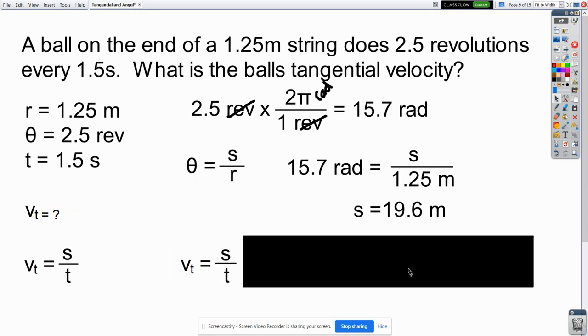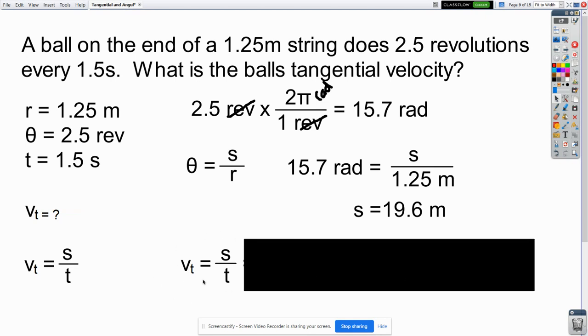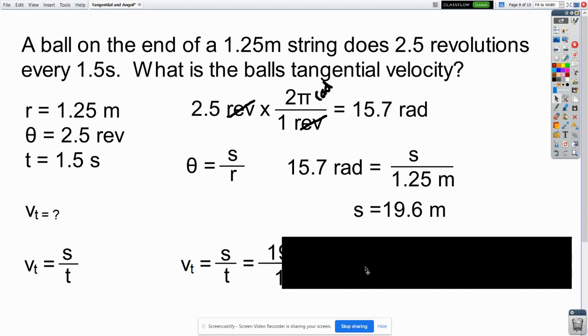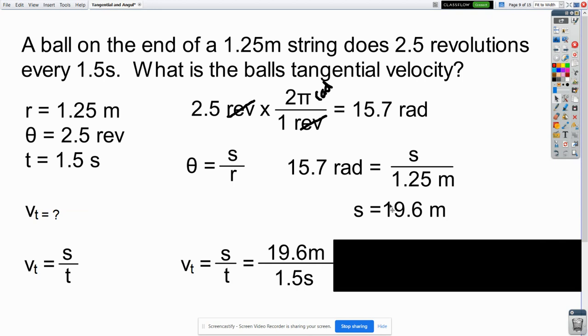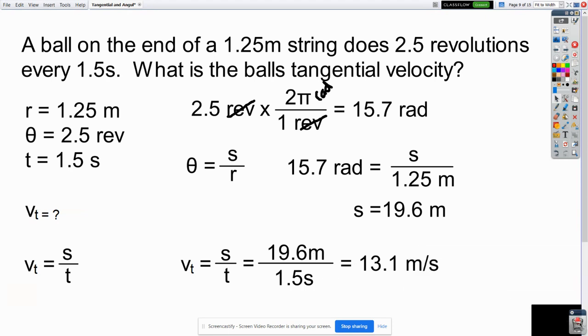Now we're ready to use the equation for tangential velocity, arc length over time. The arc length was 19.6 meters. The time from the question was 1.5 seconds. 19.6 divided by 1.5 is 13.1. And the units are just what you see in the calculation here, meters over second, or meters per second.